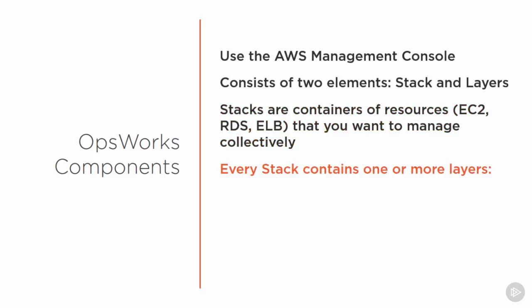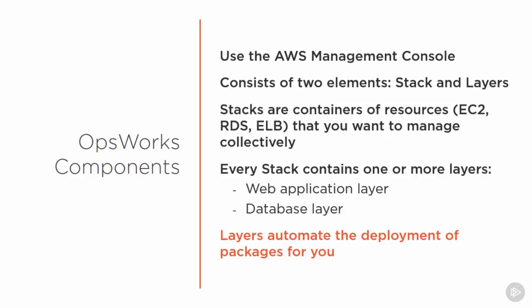Every stack contains one or more layers. So you can have, for example, a layer for your web applications. You can have a layer for your databases and so on and so forth. Layers automate the deployment of packages for you. So you've got your stack, that's the whole entire stack, that's the container that contains all of these layers, but the layers are what actually is deployed. That's the automation of your recipes, the deployment of your recipes in essence.